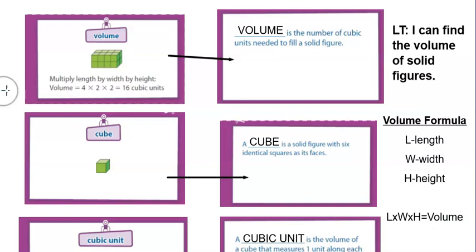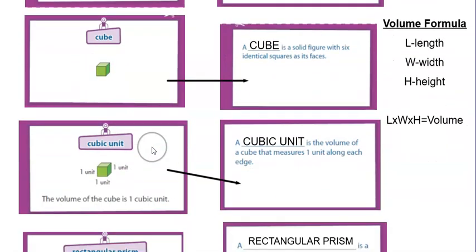Now we'll go down to this word cube. The cube is just that little box, and it's a solid figure with 6 identical squares as its faces. It's kind of like picking up a block, how it has all the different sides. So a cube has 6 equal sides, or what they call faces. A cubic unit is actually a type of measurement. Each of the sides of the cube is identical. So the volume of a cube is 1 cubic unit by 1 cubic unit. The length is 1, the width is 1, and the height is 1.